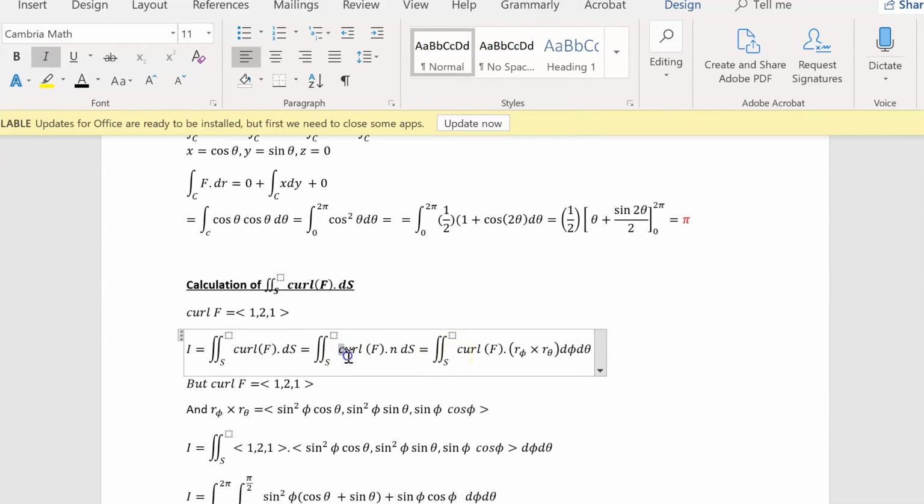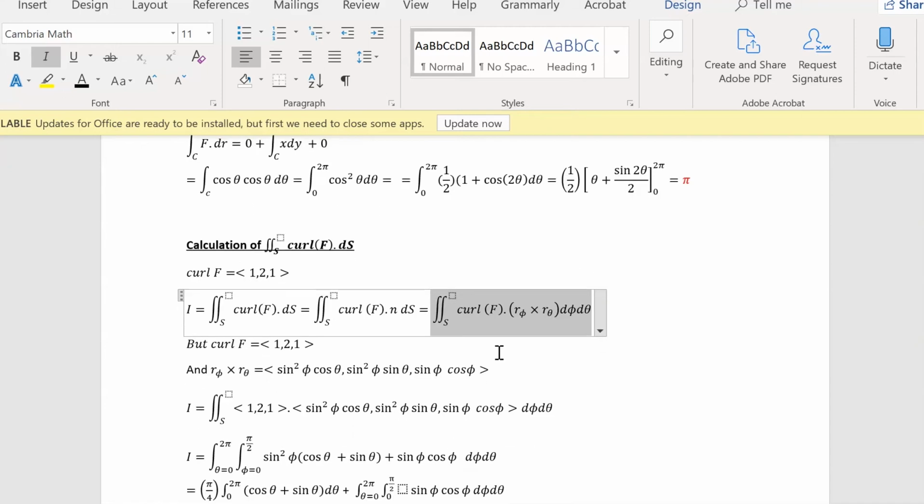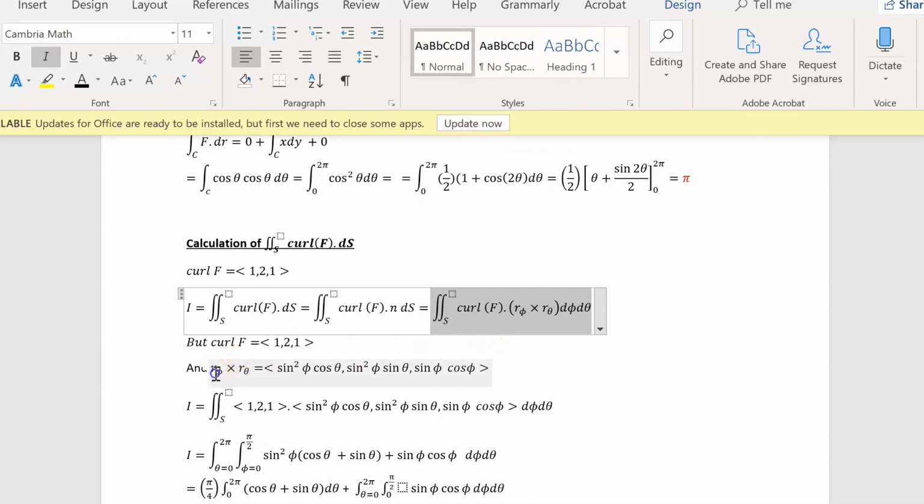By definition, we saw in our video about the flux, or the surface integral of a vector field, that the surface integral is nothing but the vector field, which is curl of F, dotted with r phi cross r theta, the partials with respect to phi and theta. Why do we do that? Because we're dealing with a sphere, it's natural to parameterize the sphere using spherical coordinates. So when you use spherical coordinates, you will find that r phi cross r theta is equal to this.